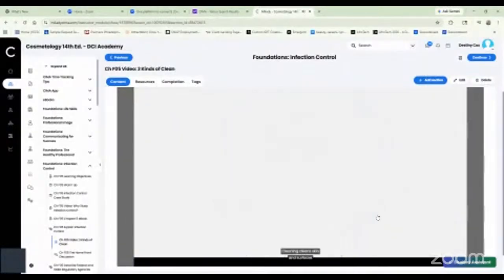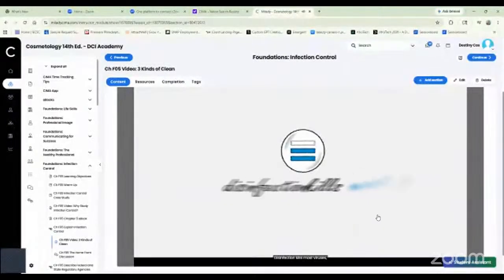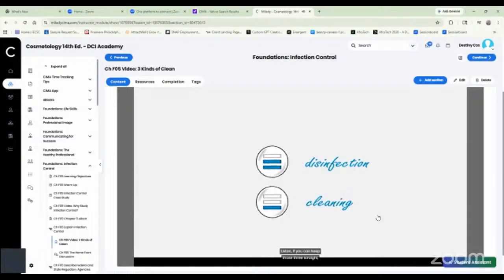So let's recap. Cleaning cleans skin and surfaces and prevents the growth of some germs. Disinfection kills most viruses, fungi, and bacteria, but not their spores. And sterilization kills all microorganisms, including spores. Listen, if you can keep those three straight, you've nailed infection control.